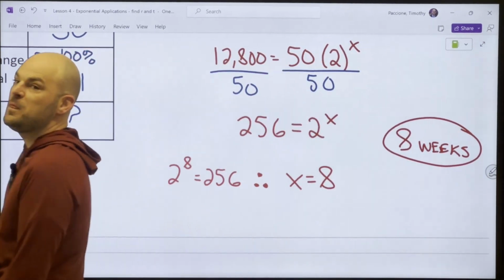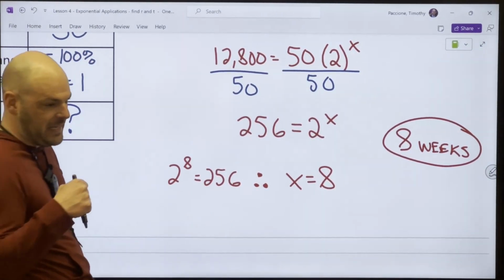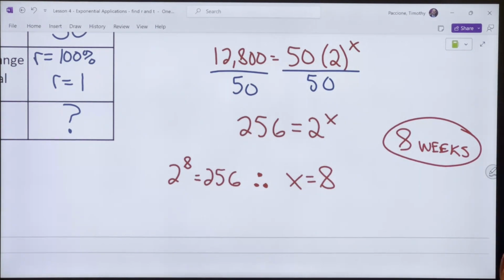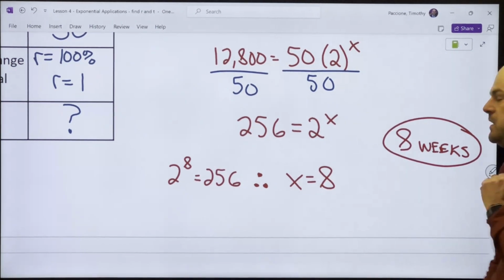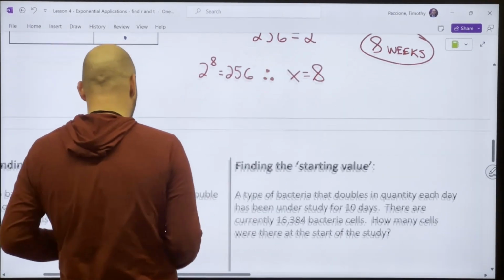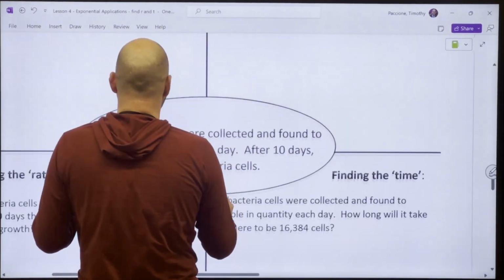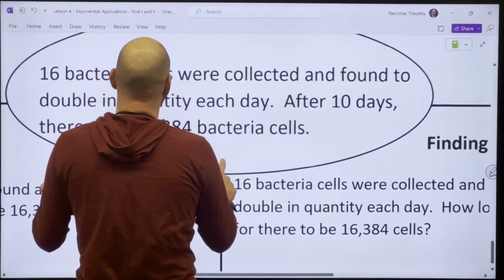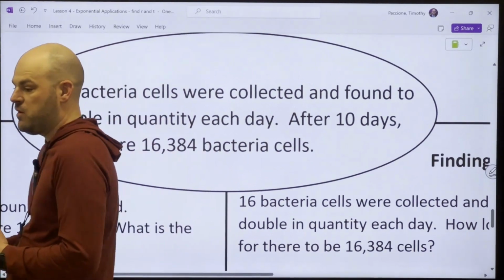All right, cool. All right, so now you've seen every type of problem, finding all 4 of the pieces. Now, what 4 pieces? Well, go to the back. I'll show you what I mean. All right, so on the back, I've given you every answer.